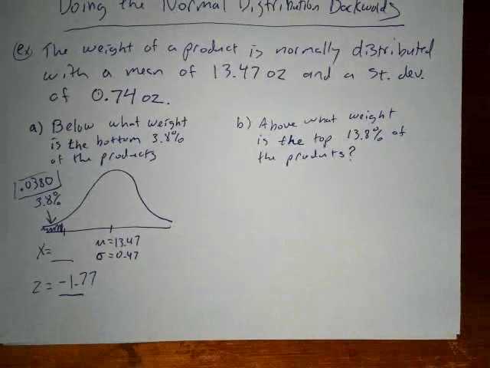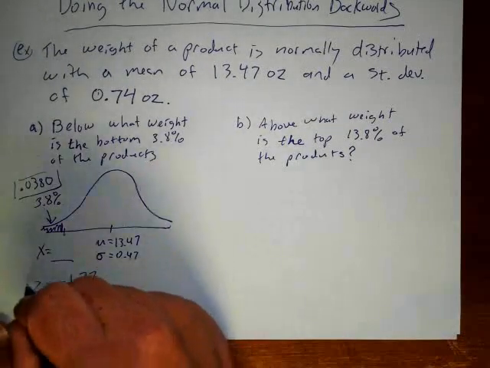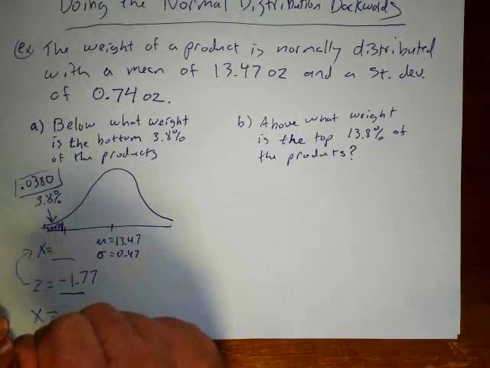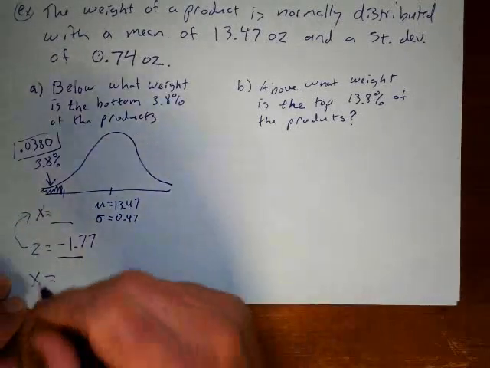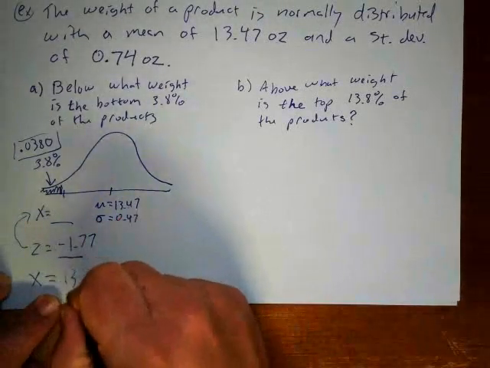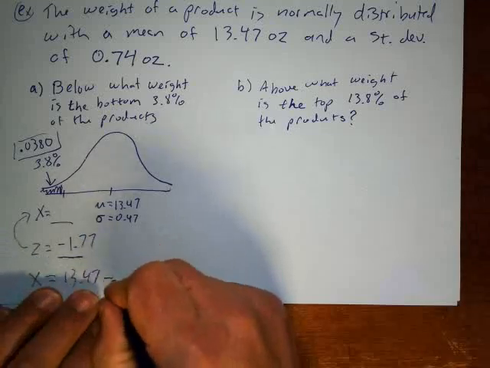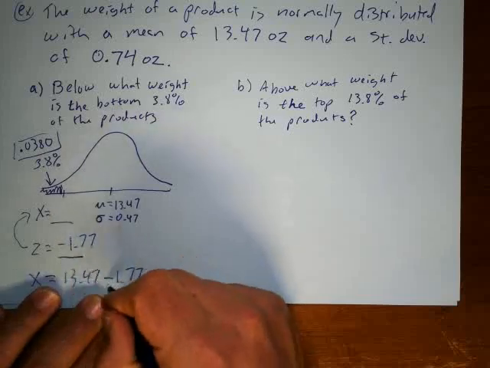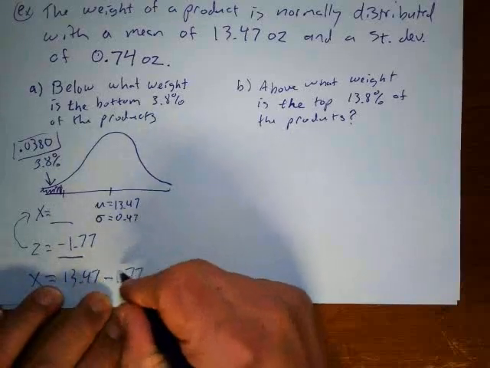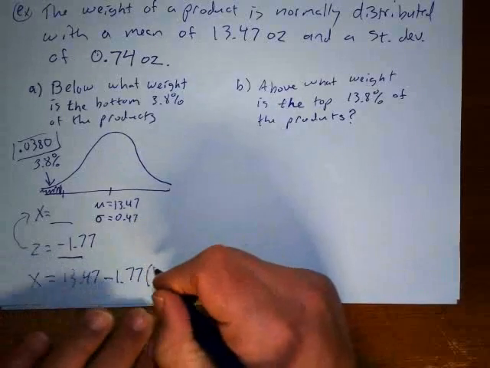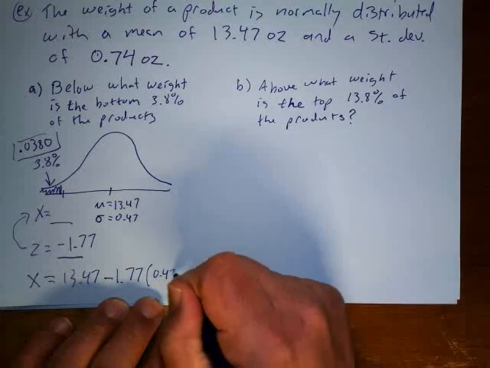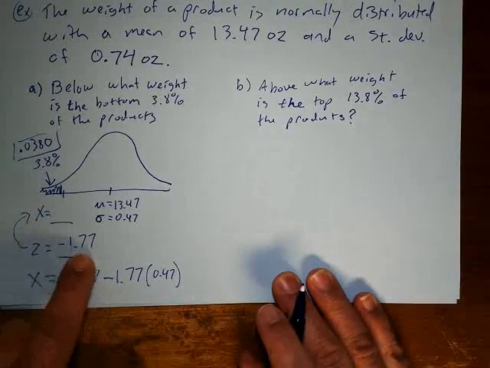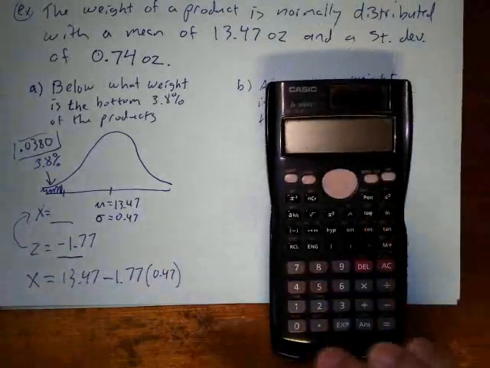And really, that's no different than what we did before. So now all I got to do is convert this z-score back into the x-score. And to do that, I'm going to use that reverse z-score formula from the previous video. So I'm going to take the mean, and then I'm going to subtract 1.77. Since it's a negative z-score, I just do the subtract and then write just the number of the z-score down, and then times the standard deviation. So 13.47 minus this z-score times the standard deviation.